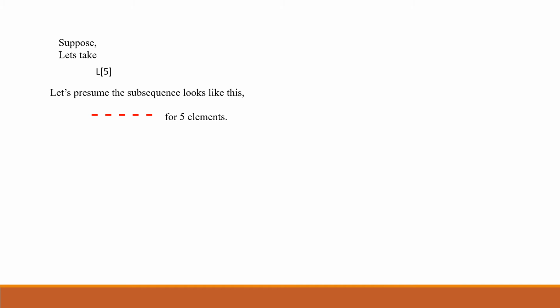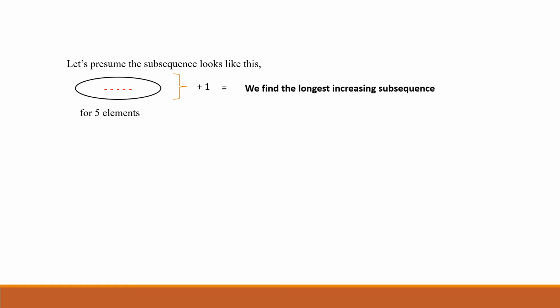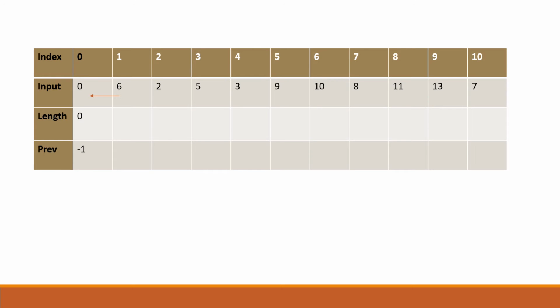So L[5] indicates that if we check the first 5 elements of the array, within those 5 elements, where would be the longest increasing subsequence? Now for any of the next numbers, what we could do is, if the previous number is smaller, then we add 1 to its length, and we find the longest increasing subsequence for the next one. Okay, now we are going to dive into the simulation. So here we can see that we have different parts: index, input, length, and previous. I'm going to explain each of these steps.